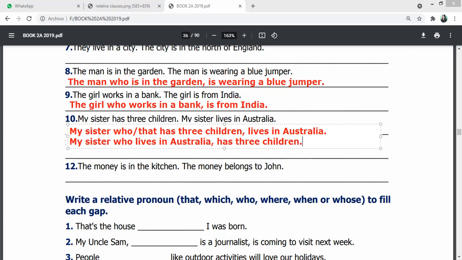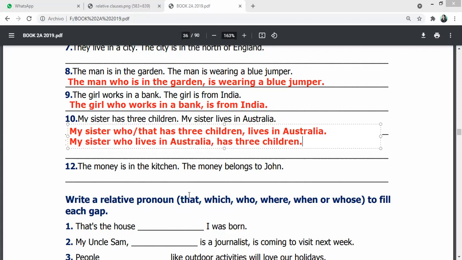Okay, so we can use 2. Okay, so we can say my sister who or that has 3 children lives in Australia, or my sister who lives in Australia has 3 children. Yes? No.